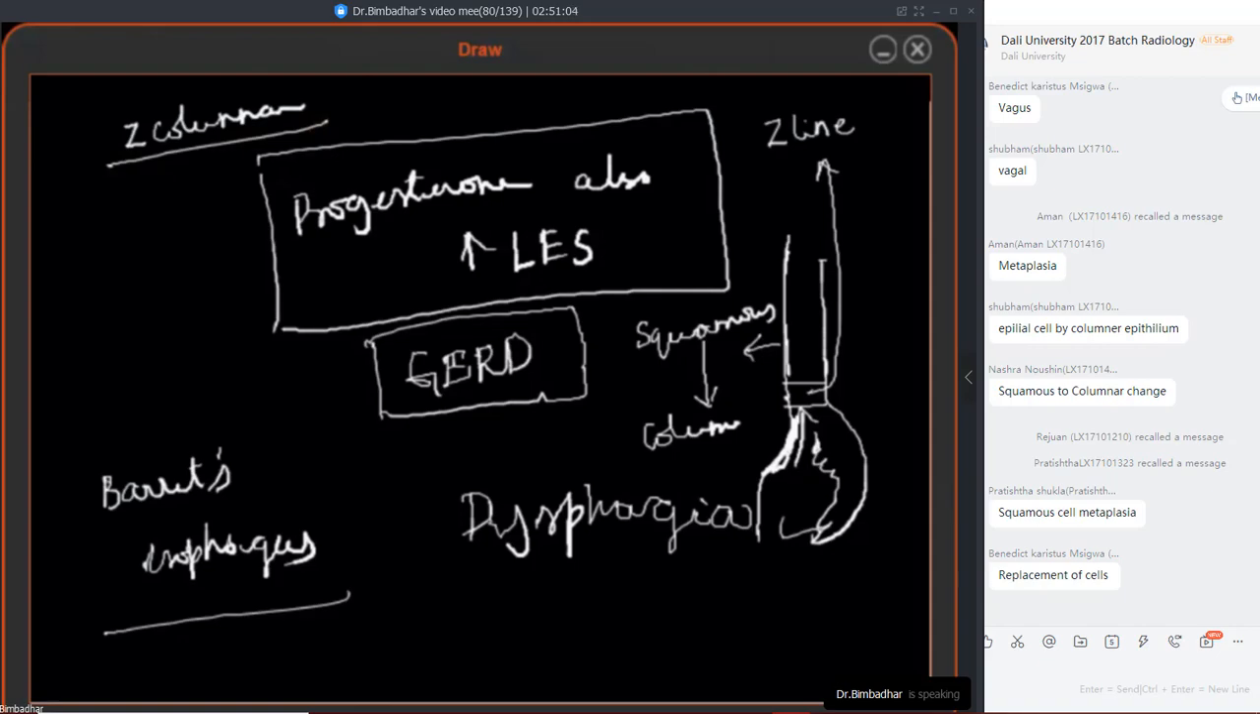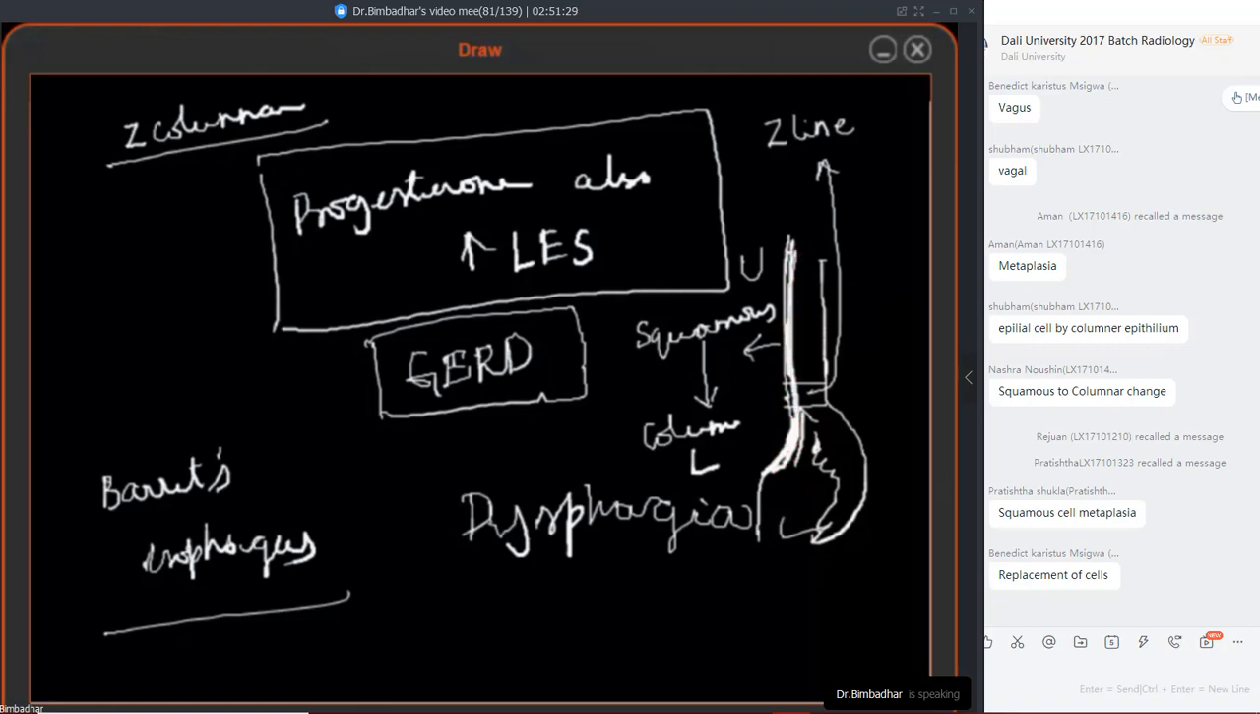Now what actually happens is that slowly and slowly, the squamous epithelium is present in the upper part and columnar is present in the lower part. So this one will eventually be gone. Right now the whole thing will eventually become columnar epithelium. So that is what your condition is called, Barrett's esophagus.